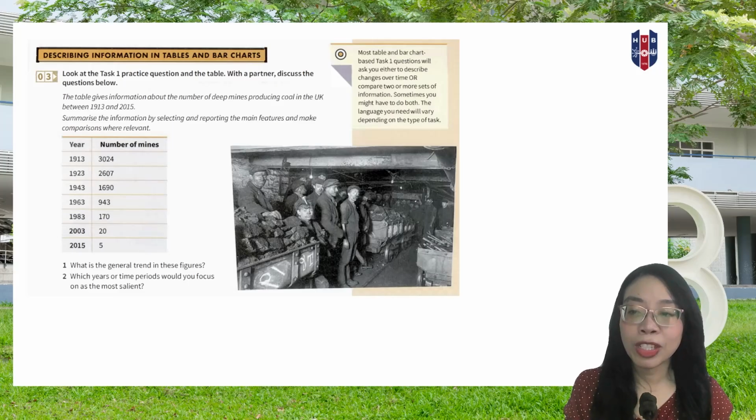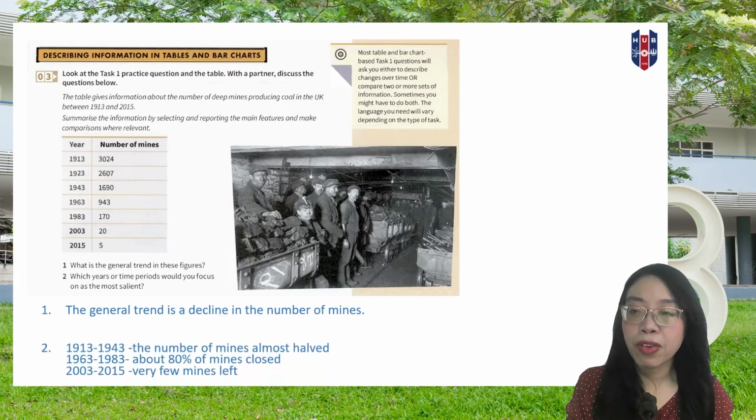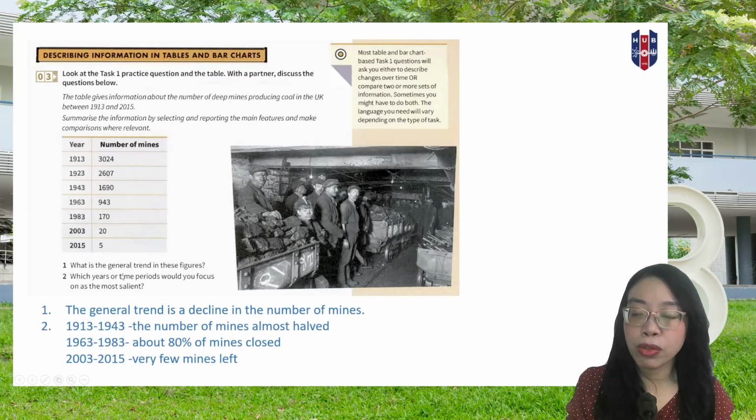Alright, so what do you think is a general trend here? If you look at the year, you see it started from more than 3,000, right? And then it ended only around 5. So the general trend is the decline, right? The decline in the number of mines. How about the years or the time periods that you would focus on as the most salient? I think that there are several periods that we can consider the most salient.